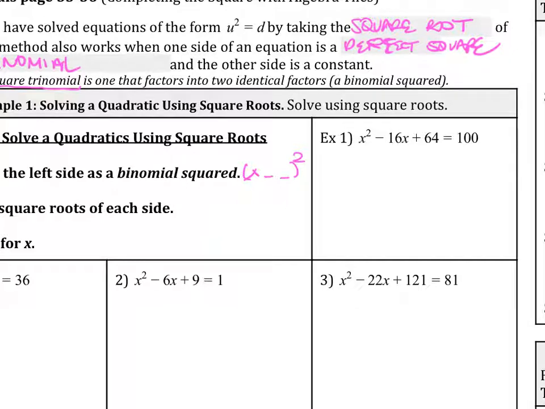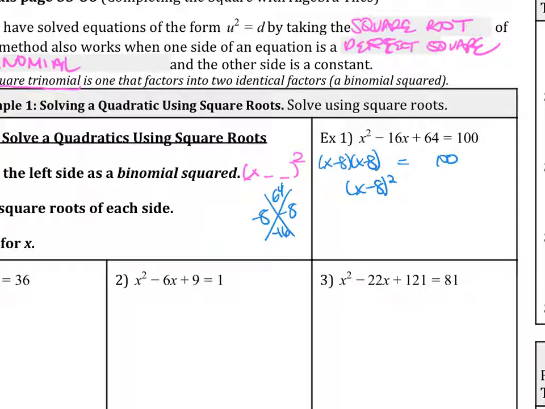So example 1, we have x squared minus 16x plus 64 equals 100. So we're thinking really about factoring it. So let me do this the long way first. What multiplies to 64 that adds to negative 16? Well, that is 8 times 8, but they're both negative. So this would be x minus 8 times x minus 8 equals 100. Notice that's just x minus 8 squared.